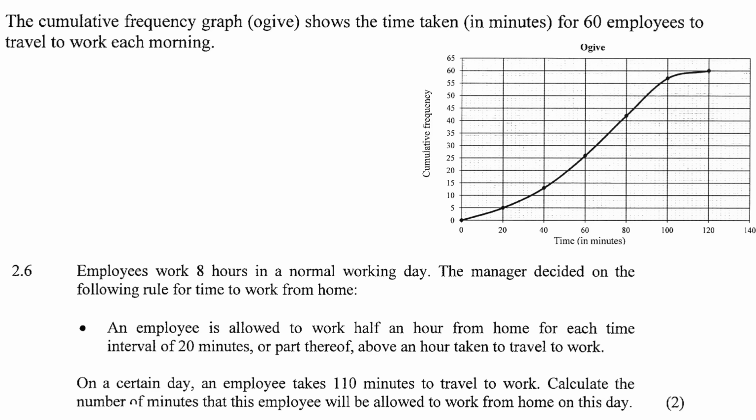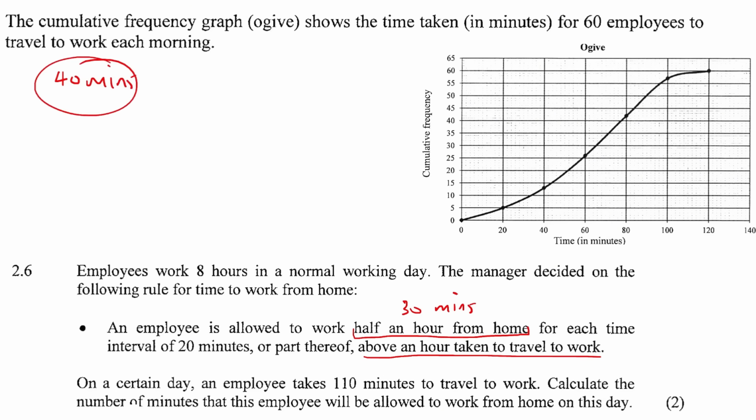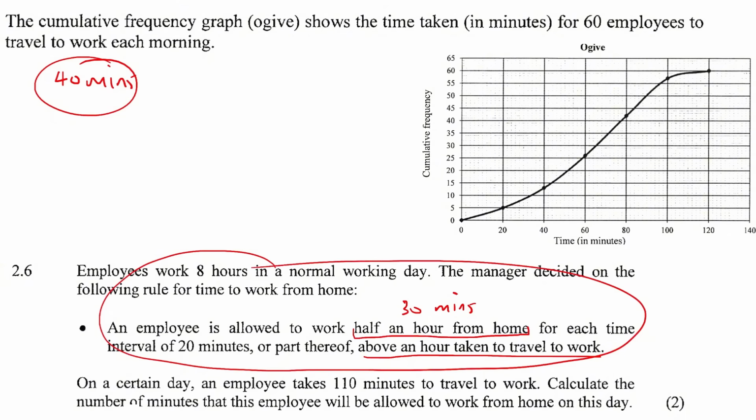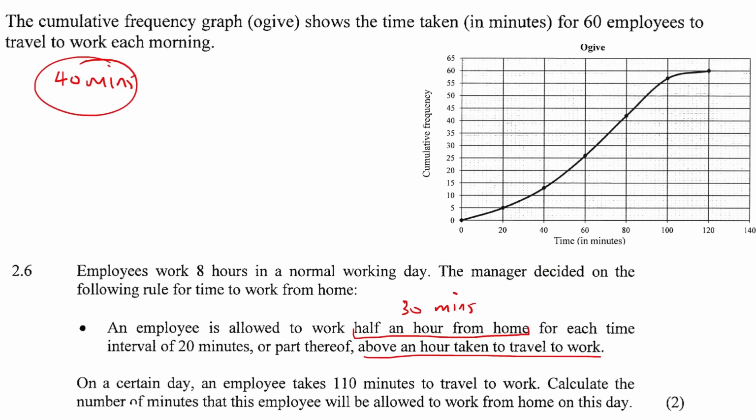An employee is allowed to work half an hour from home. Okay, so half an hour from home, so 30 minutes, for each time interval of 20 minutes above an hour taken to travel to work. Okay, let me try explain because that's weird. So don't worry about this part for now. So let's say you take 40 minutes to drive to work. Well, then this question doesn't apply to you because you are in this area. This rule only works for people who take longer than an hour to travel to work.